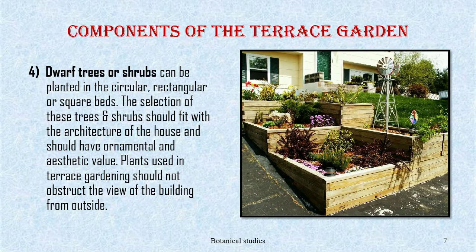Fourth, dwarf trees or shrubs can be planted in circular, rectangular, or square beds. The selection of trees and shrubs should fit with the architecture of the house and should have ornamental and aesthetic value. Plants used in terrace gardening should not obstruct the view of the building from outside.